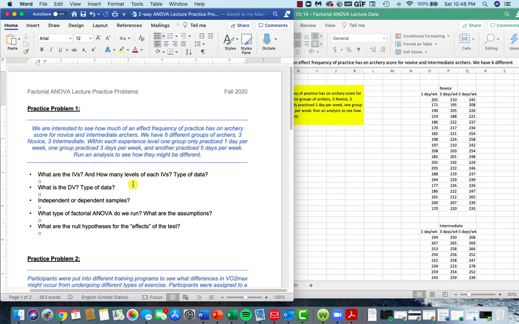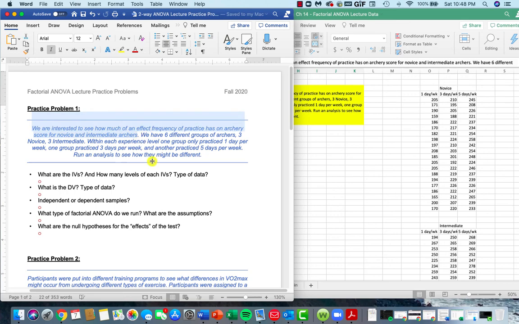And it's a very similar process that we've used so far with regular one-way ANOVAs, right? We're just adding an independent variable for two-way ANOVAs. So we'll start with practice problem number 1. It says we're interested to see how much of an effect frequency of practice has on archery score for novice and intermediate archers. So this statement right here is our research statement.